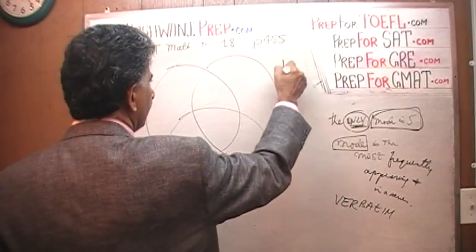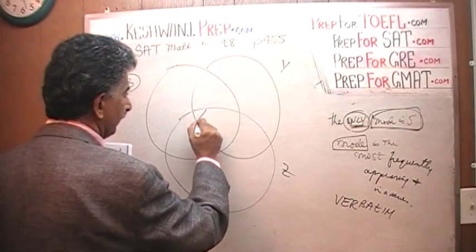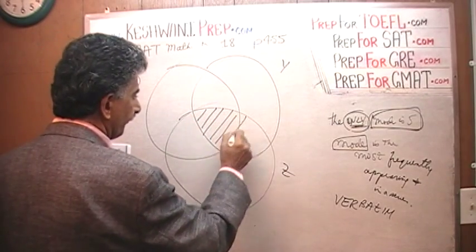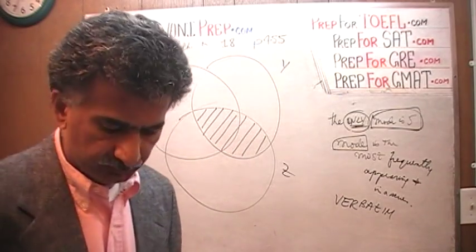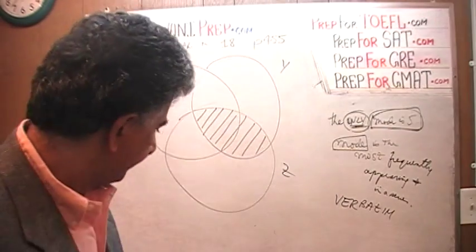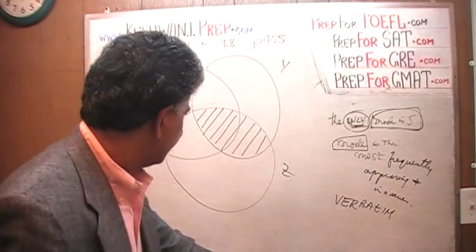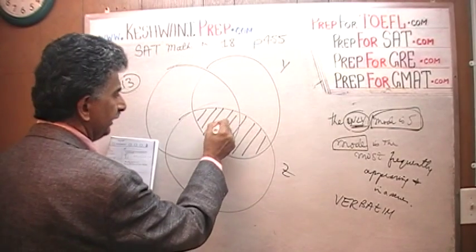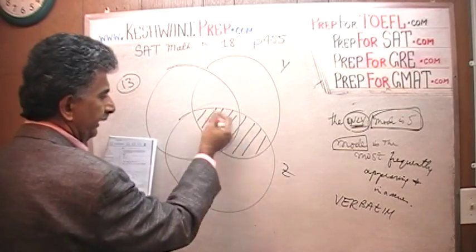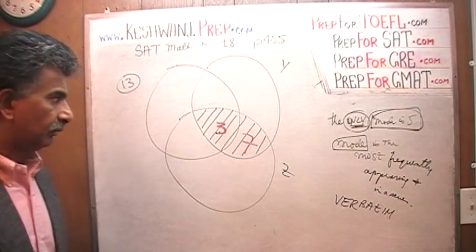There is our Y, there is our Z, and where do they intersect? Y and Z intersect in this region. This is the intersection of Y and Z. And how many elements are there? Well, let's find out, shall we? I'm going to change the color. Right in this region here, we're told that there is 3. That 3 belongs to Y and Z. And similarly, this 7 also belongs to Y and Z.